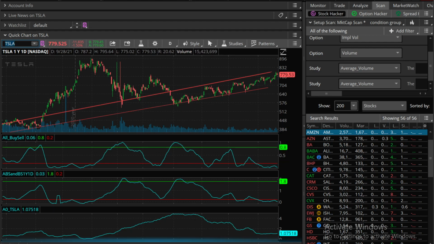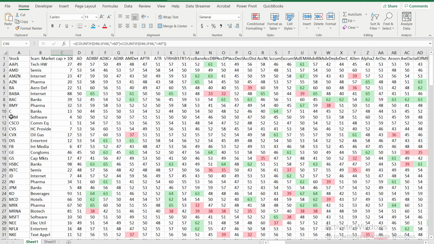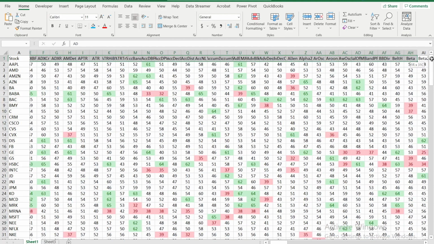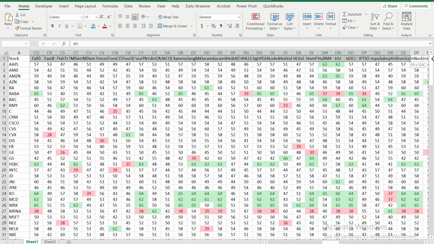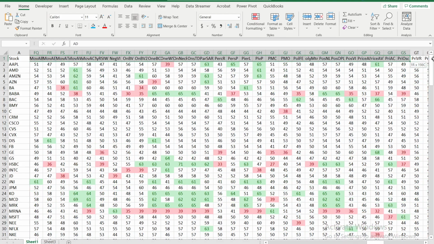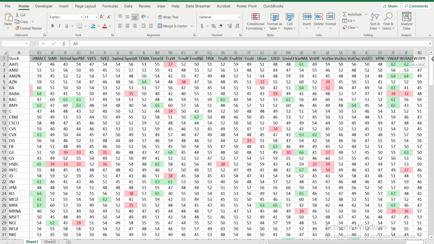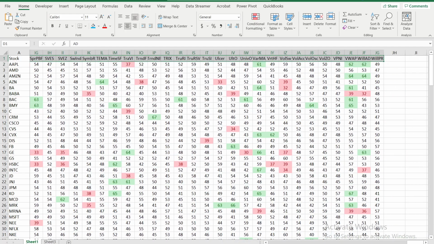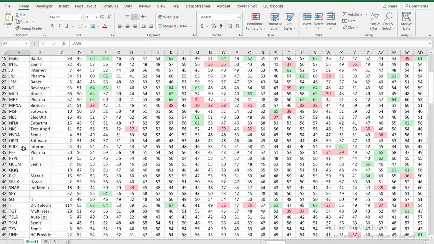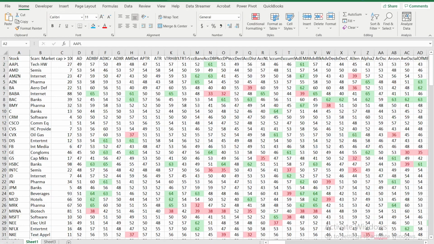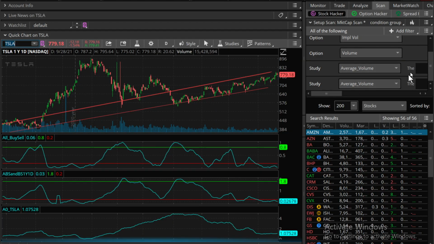What I did, and this took a lot of time, is that each one of these is an abbreviation for a different study or indicator in ThinkOrSwim. I went through just about every single one of them. As you can see, it's over 260. Then I ran it against this list of stocks, which is a list of stocks that I had done a scan on using these filters.